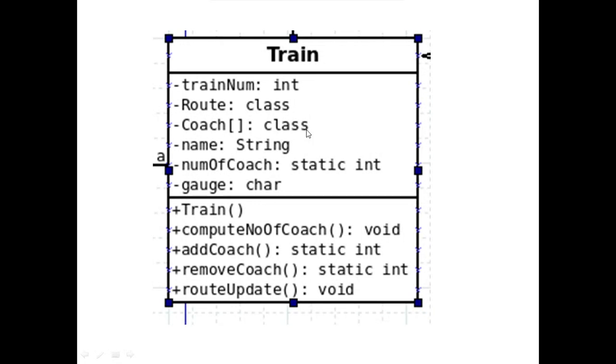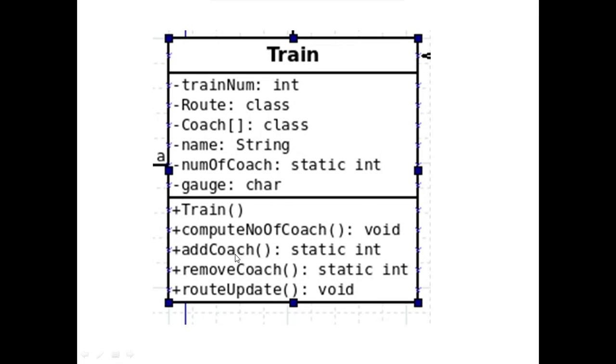Next, we have the class designed for train. Train has a train number, a route, and the coaches. There are many coaches in a train, so we have an array to represent the coaches, and then a train name and the number of coaches. And here also we have the gauge. This represents on what gauge this train is going to run. Then we have a constructor for train, and functions like compute number of coaches, add coach, remove coach, and route update.